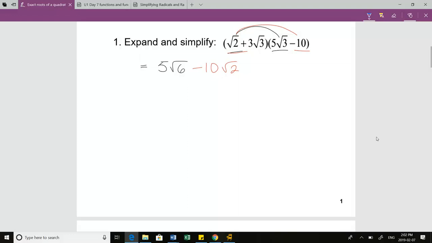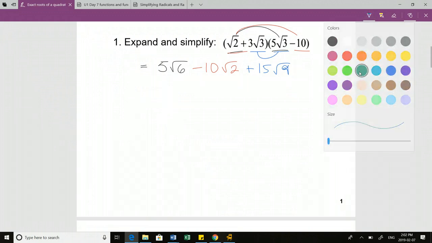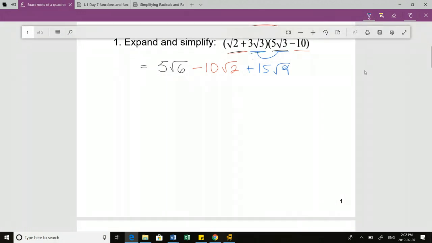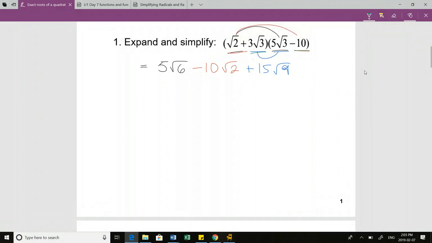Okay. Insides, we're going to do 3 root 3 times 5 root 3. Okay, 15 root 9. And then last, I'm going to do 3 root 3 times negative root 10. That gives me negative 30 root 3. Any questions on that first line there? So far, so good? Okay.